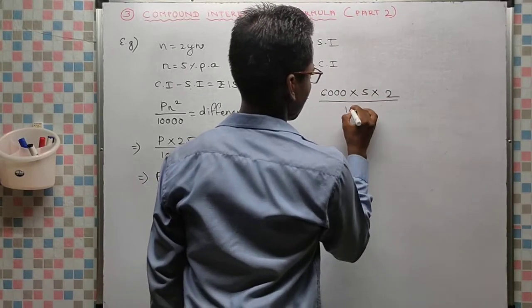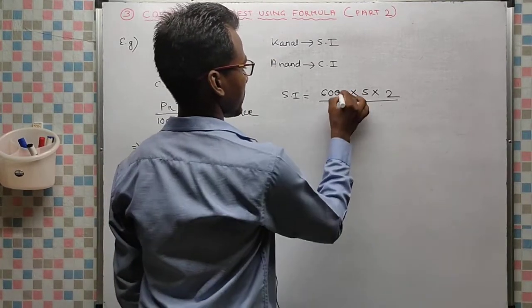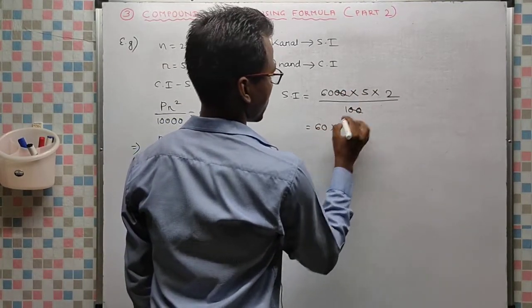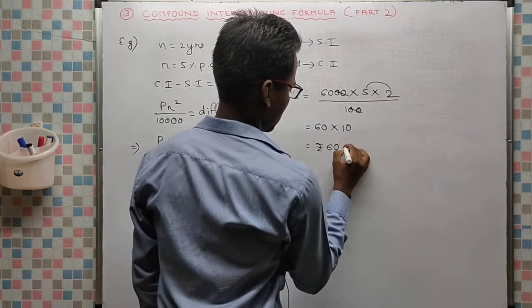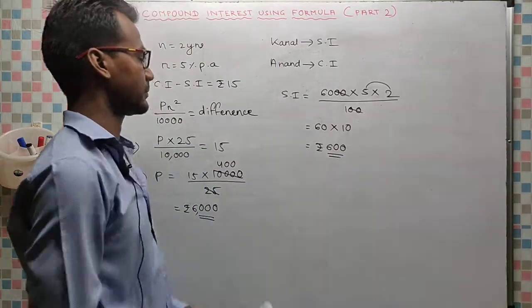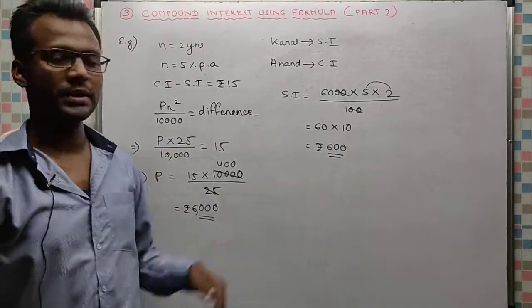Time is 2 years by 100. Okay. 0, 0, 0 cancel. 60 into 5 into 2 is 10 rupees 600. So the interest received by Kamal at the end of 2 years is rupees 600.